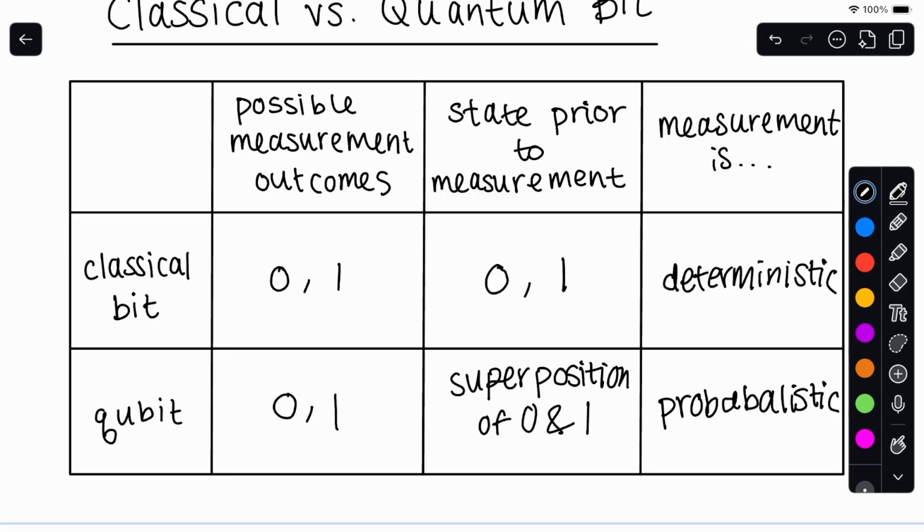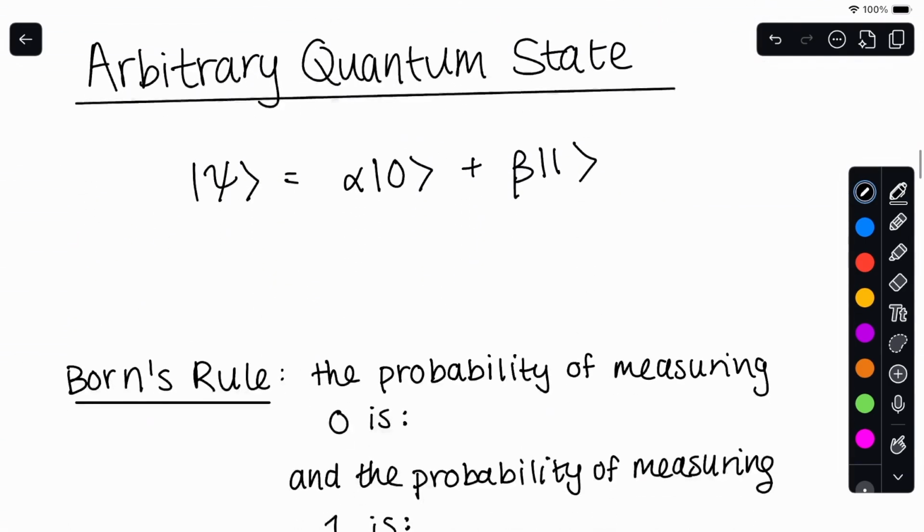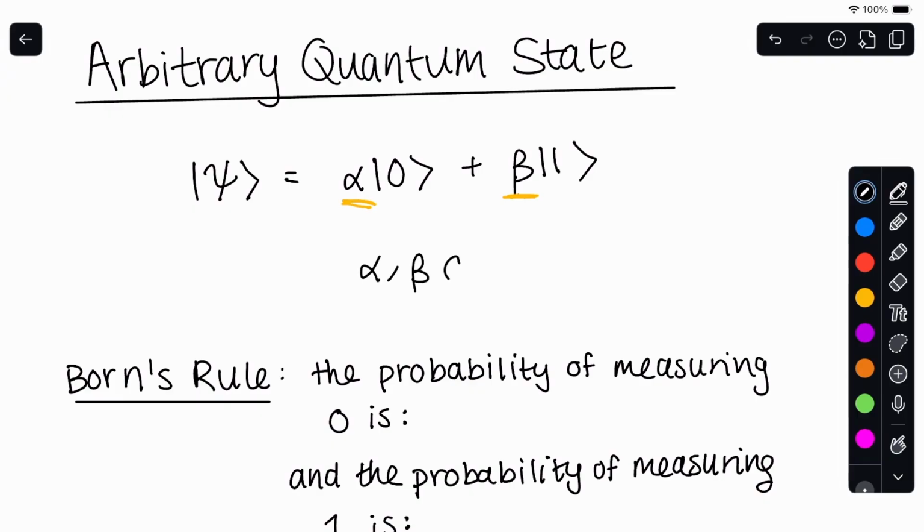So last week we talked a little bit about what an arbitrary quantum state looks like. So we can express it as superposition of 0 and 1, so just a linear combination of the 0 state and the 1 state. And alpha and beta are the amplitudes of the 0 and 1 state, and they can in general be complex numbers.